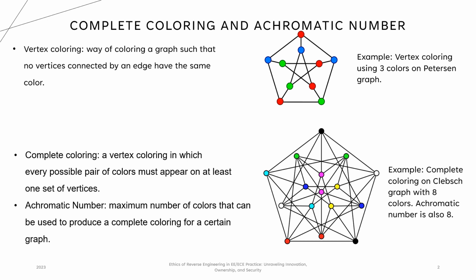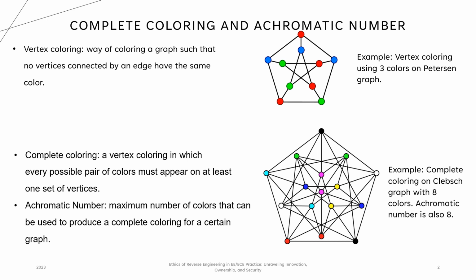So a vertex coloring is simply a way of coloring a graph such that no connected vertices have the same color. An example of a valid vertex coloring is shown on the right on a Petersen graph. I pulled that image from the Wikipedia page for graph coloring.